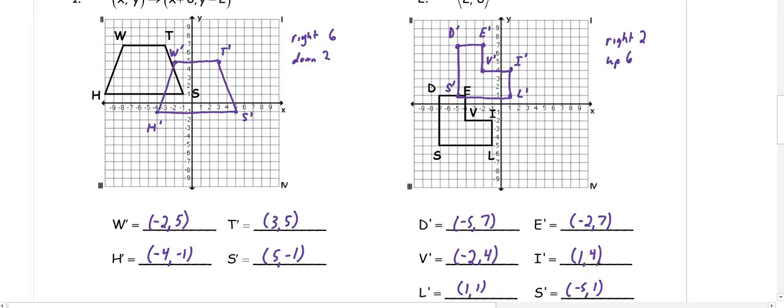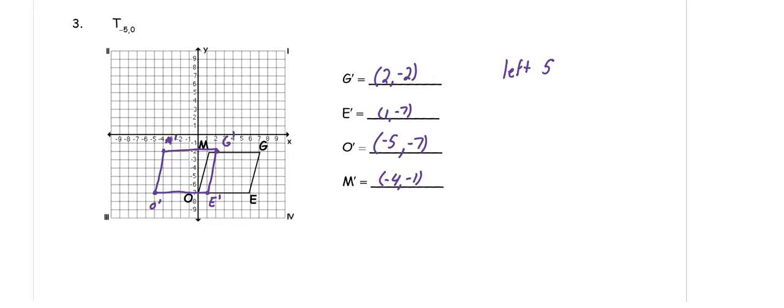Pause the video and complete the third problem in this section. So after completing number 3, you should realize that it's negative 5, 0, so the shape moves 5 to the left, but there's no up or down movement, and then you get your new points. So G prime is 2, negative 2, E prime is 1, negative 7, O prime is negative 5, negative 7, M prime is negative 4, negative 1.